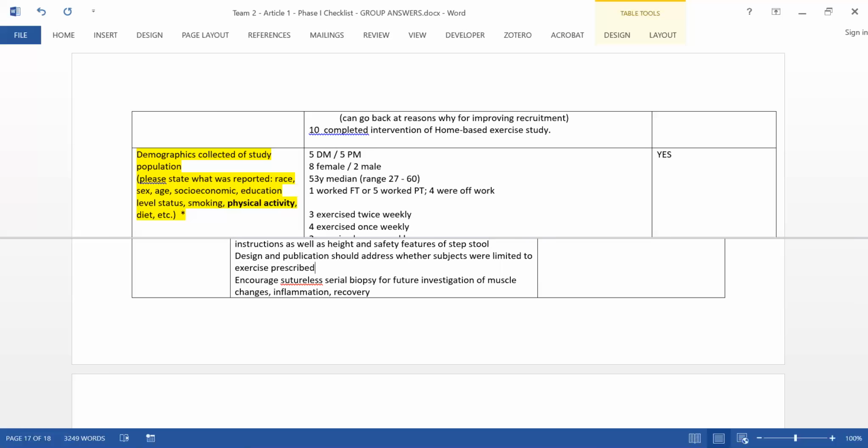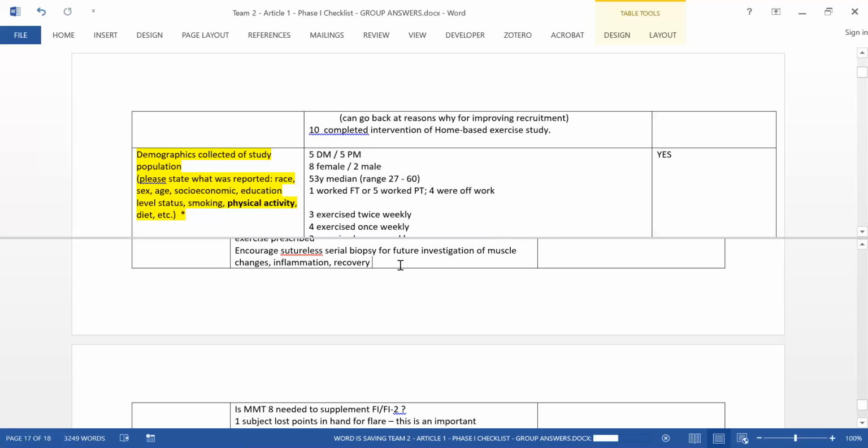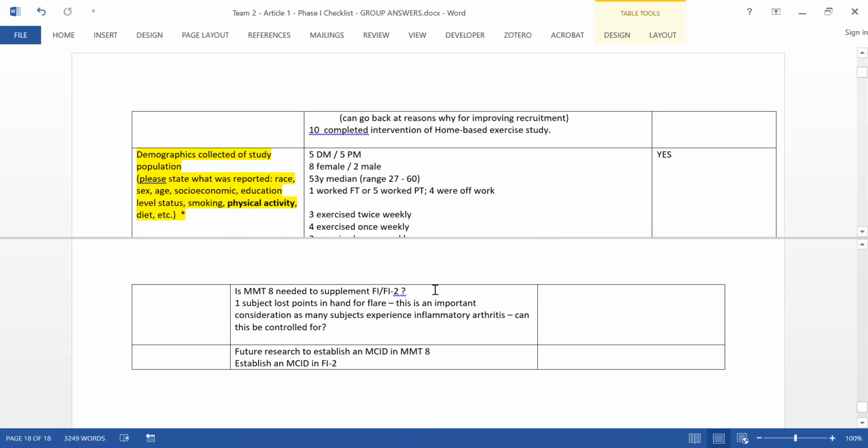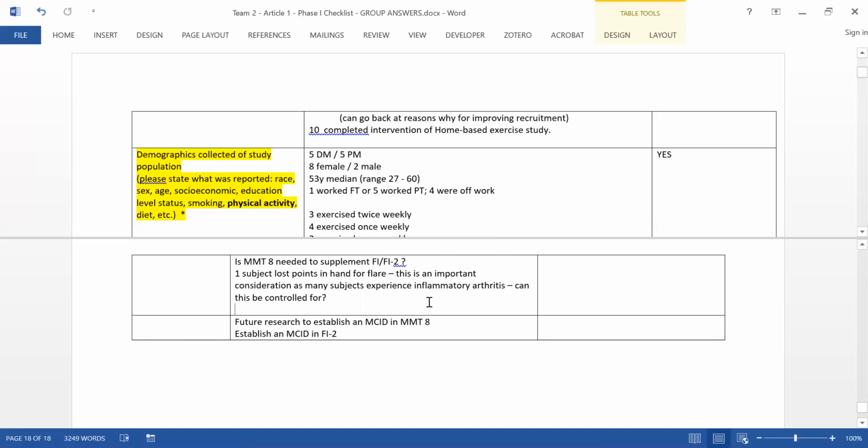And then we would encourage sutureless, serial muscle biopsy for future investigation of different types of exercise studies. And the question we had was about MMT8. Is it needed to supplement FI and FI2 in these studies? And we thought it was important that one patient lost points in her hands for flaring, and that arthritis is a very common experience. So how can we address this, or is this something that we should be addressing? Maybe we can discuss that.